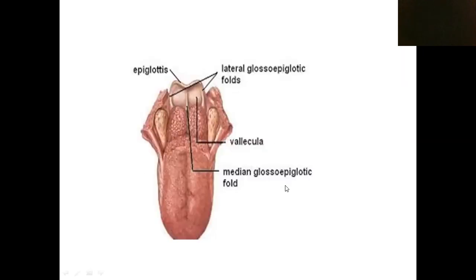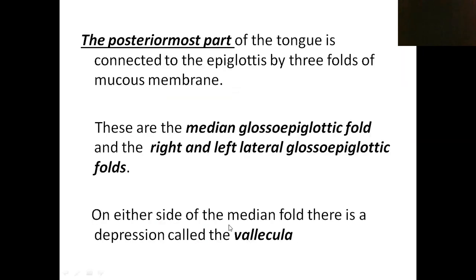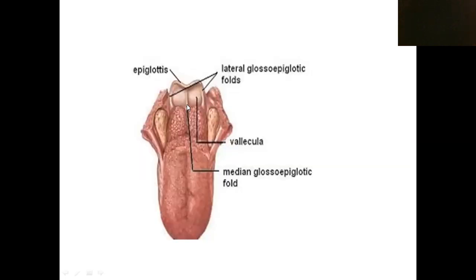And here we can see one more point, the vallecula. Vallecula means the depression or fossa which is seen here. On either side of the median glossoepiglottic fold, we can see shallow depressions. Those depressions are known as vallecula. So the external features of the tongue are clear.